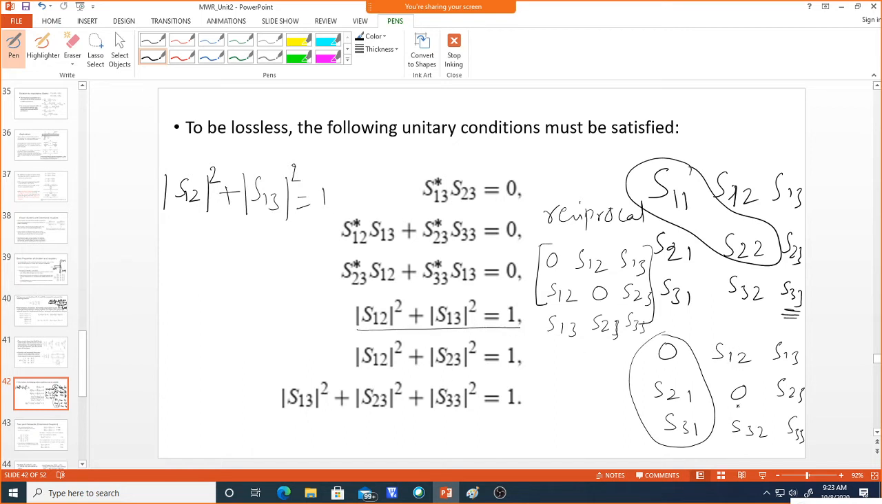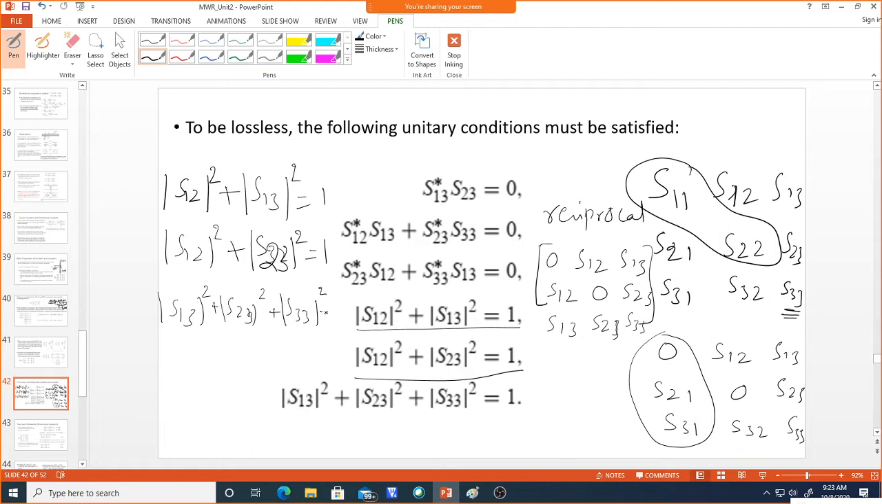In a similar way, you multiply this one, you will get S12 square plus S32 square. Sorry, S32 we have replaced with S23, that is S23 square, which is equal to 1. That will be given by this equation. And similarly, the third column, if you multiply, S13 square plus S23 square plus S33 square, will be equal to 1. So that will be given by this equation.